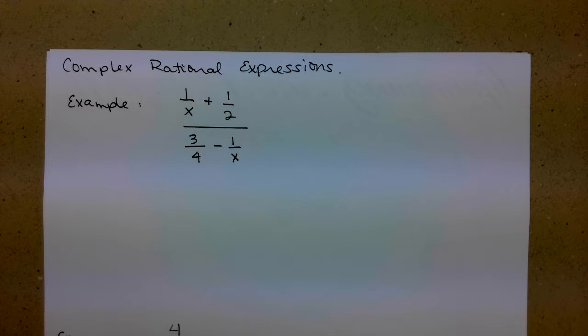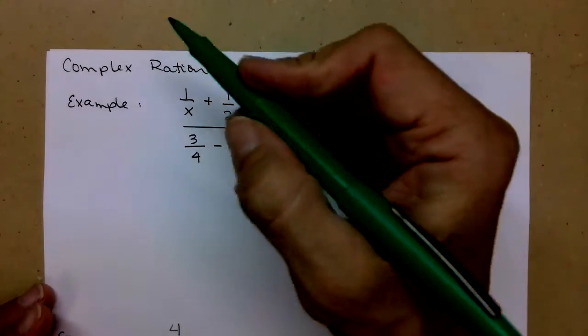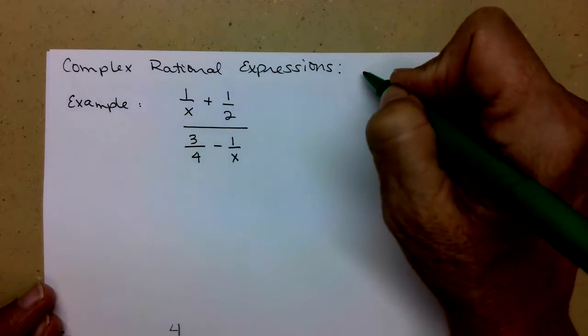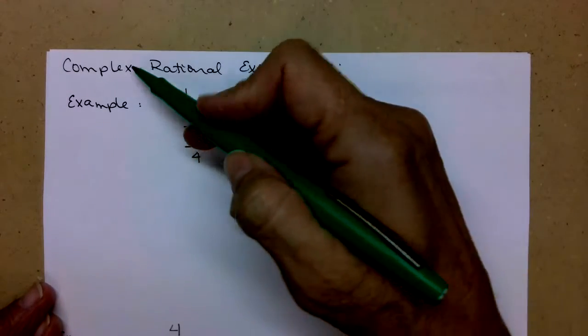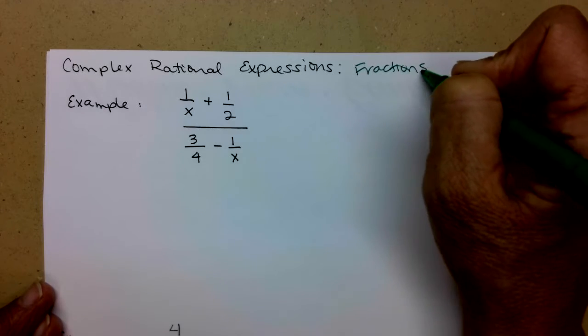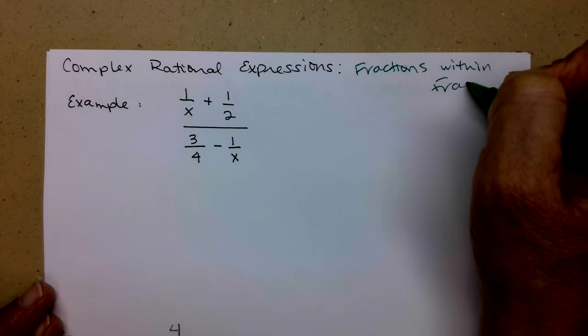So now I want to show you how to simplify complex rational expressions, which is just a totally unfortunate name. They're not really all that complex, but what we mean, so remember, rational expression means a fraction, and then when we have complex, that means we have fractions within fractions.